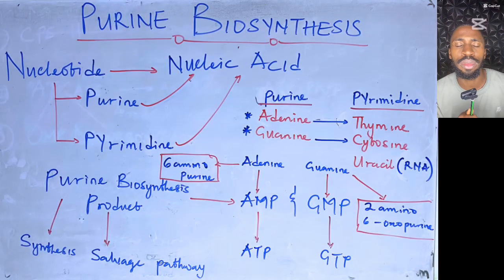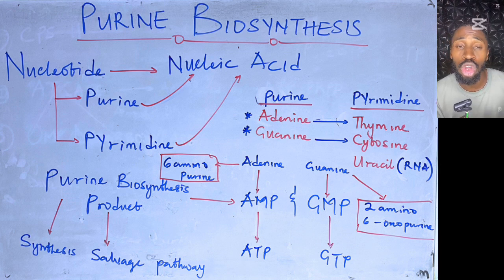Here in the introduction, what is purine metabolism? First of all, we have to know what purine is before we know how to form purine. Purine is a nucleotide just like pyrimidine, and both of them are important for the formation of nucleic acid. When you polymerize nucleotides, you get nucleic acid.